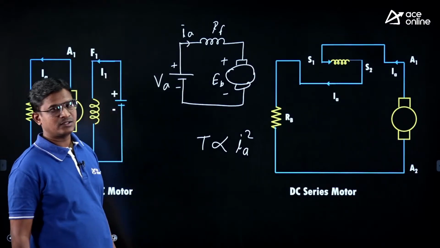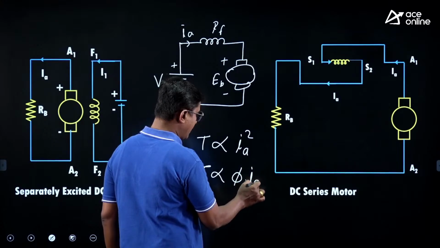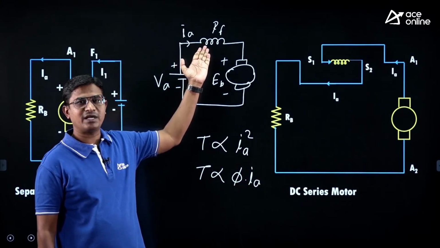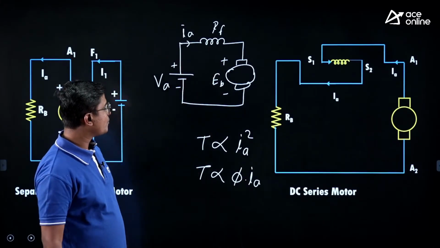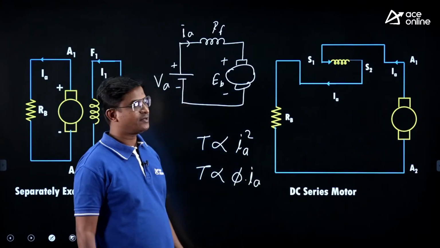But we know in the case of the DC series motor, the torque is proportional to armature current squared, right? So here torque is proportional to flux into armature current, and flux is again proportional to armature current, because the armature winding and field winding are connected in series, right?